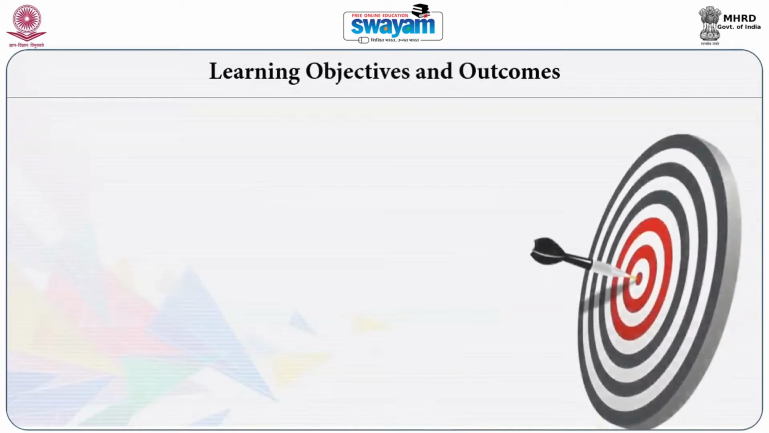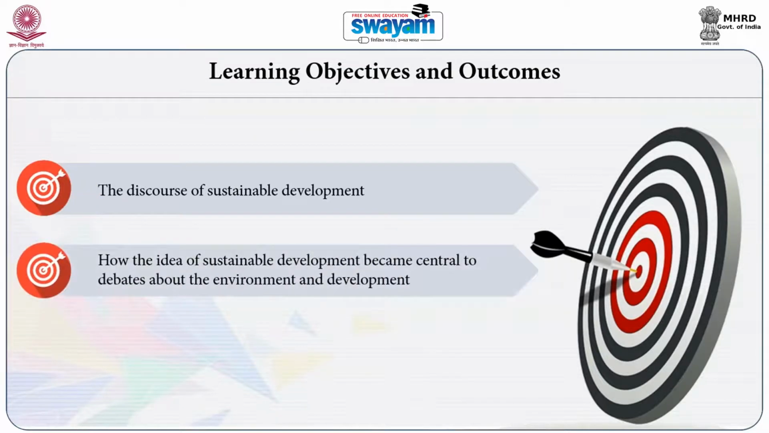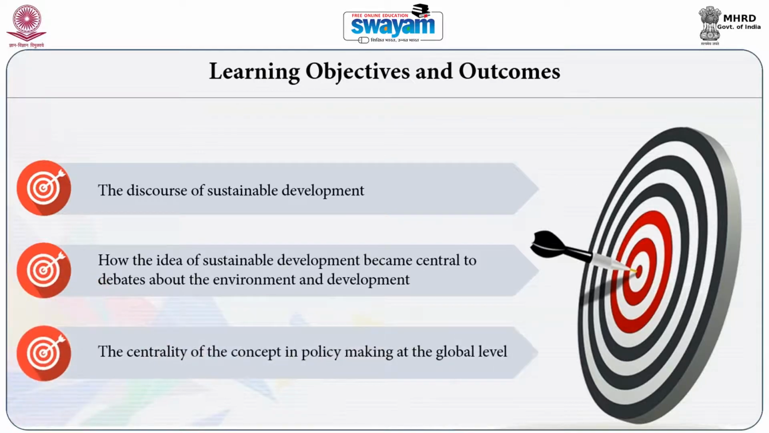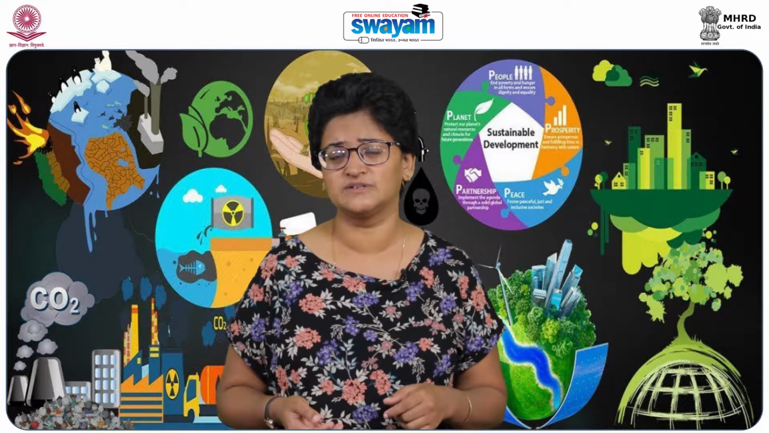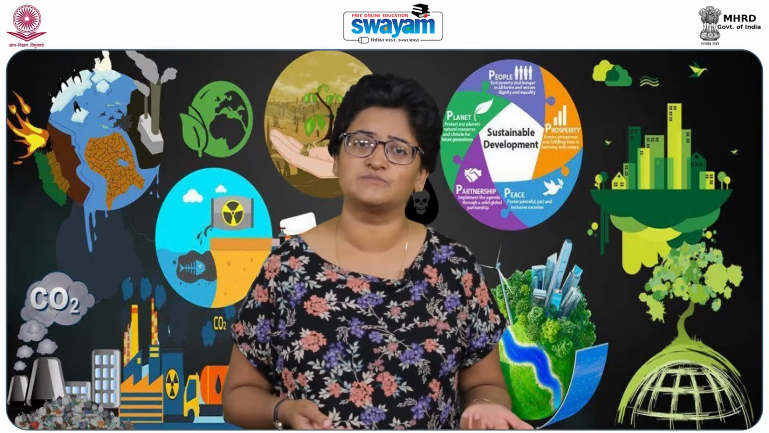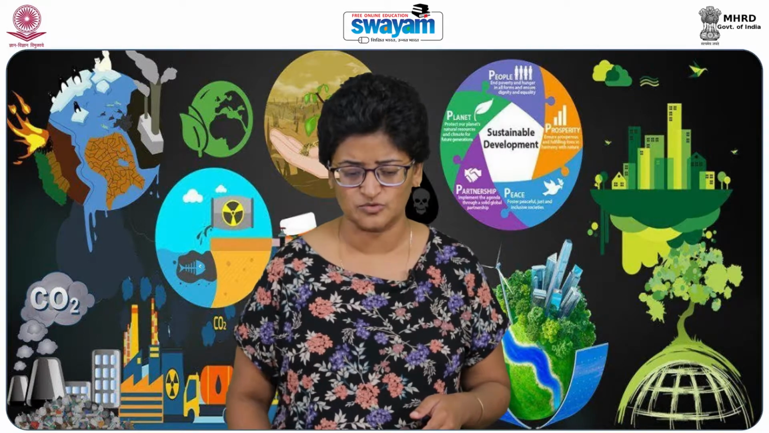By the end of this particular module, you will understand the discourse on sustainable development. You should understand then how this discourse becomes central to understanding the relationship between environment and development. And finally, you will be able to picture how this defines public policy all around the globe. This particular module relates to the previous module on the concept of sustainability, and I'll keep referring back to that module. So please make sure to watch that module first before you watch this module.